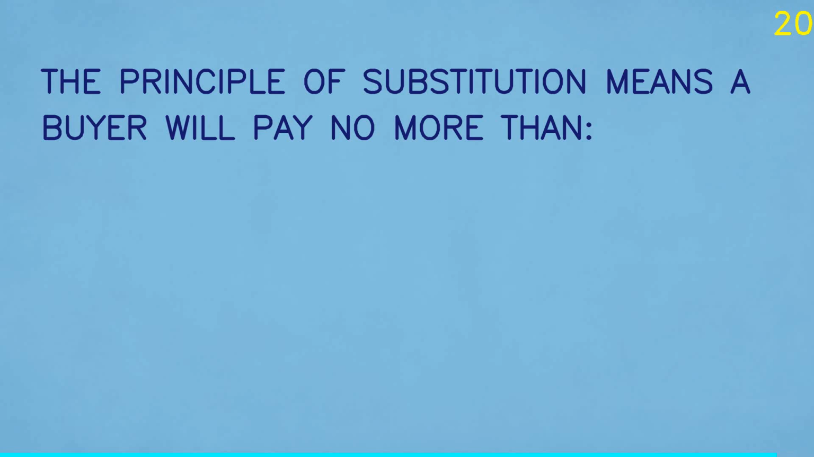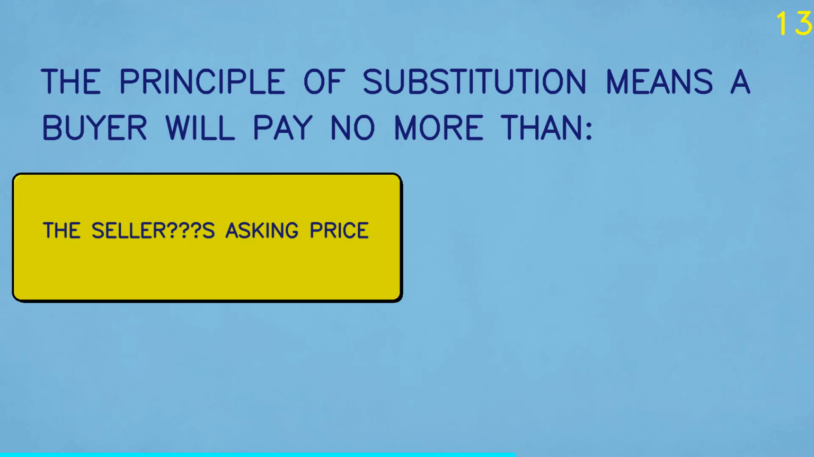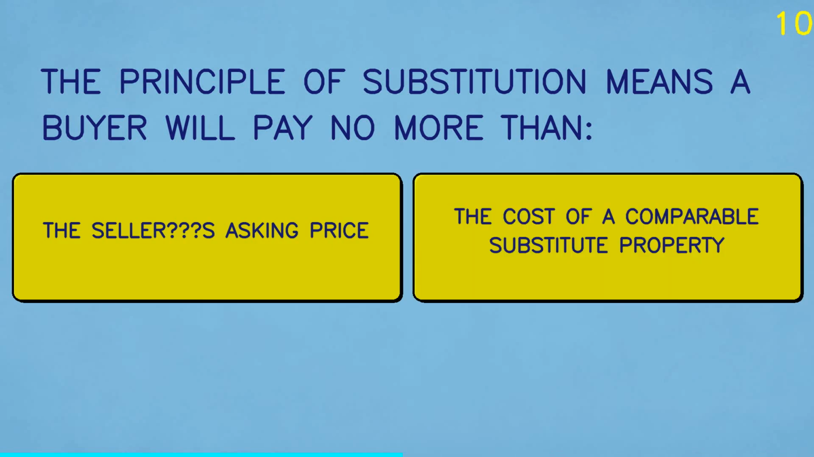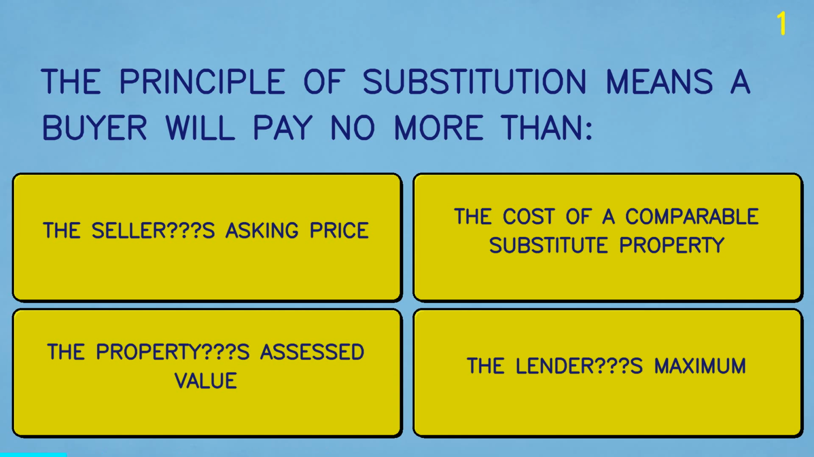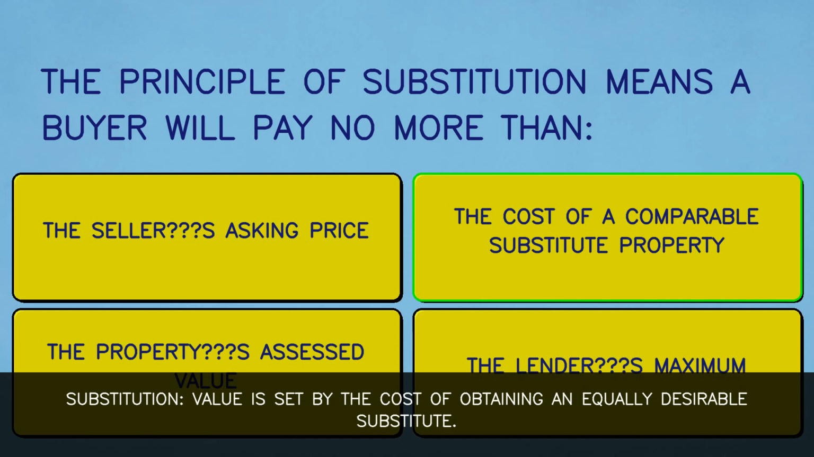Question 8. The principle of substitution means a buyer will pay no more than: A. The seller's asking price. B. The cost of a comparable substitute property. C. The property's assessed value. D. The lender's maximum. The correct answer is the cost of a comparable substitute property. Substitution: value is set by the cost of obtaining an equally desirable substitute.